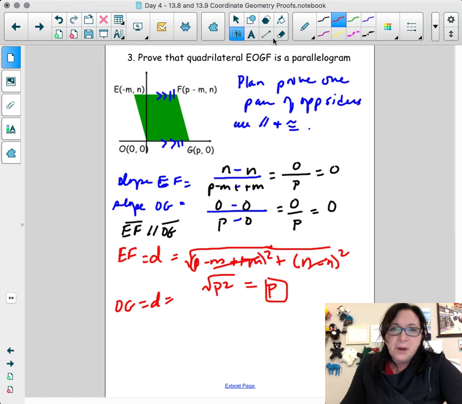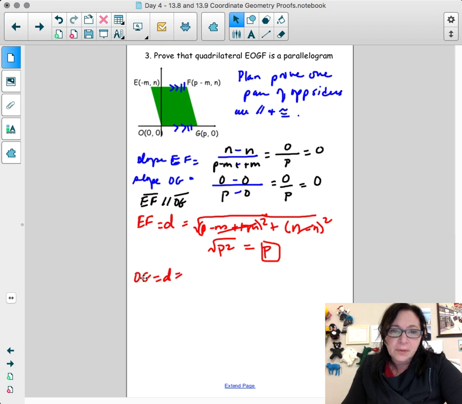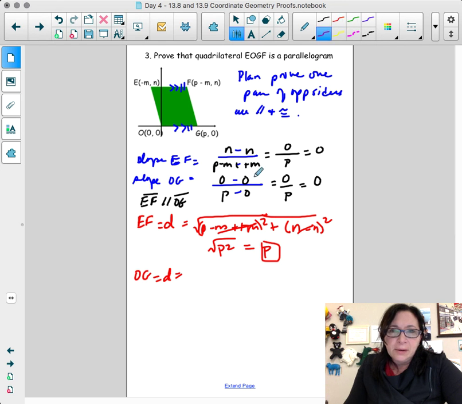So let's try to find the length now of OG. Let's move this down a little bit. So the length of OG, where's OG? Here it is right here. So again, we're going to subtract our x's. So I've got P minus 0, so P minus 0, quantity squared, plus, now subtract my y's.